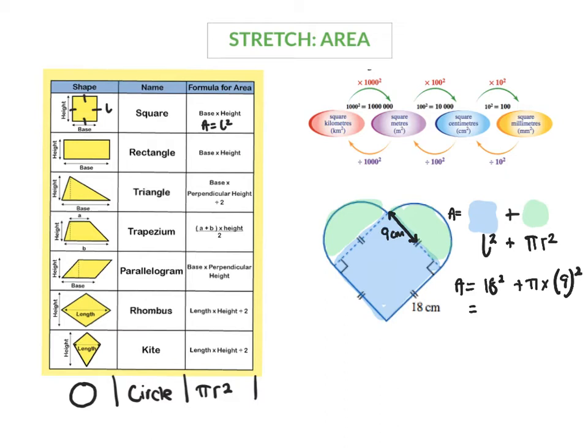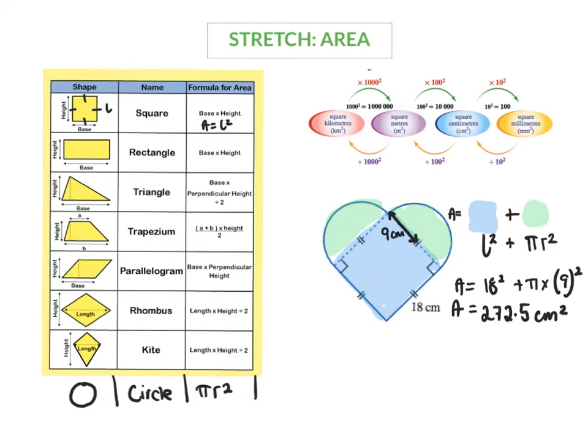So you can pop that into your calculator. Remember, the pi button is a button on your calc. Okay, and I'm going to do it to 1 decimal place. So I say that the area is 272.5, and this is centimeters, and remember the squared units in area.